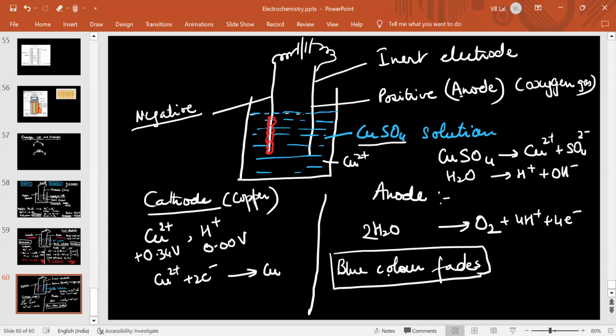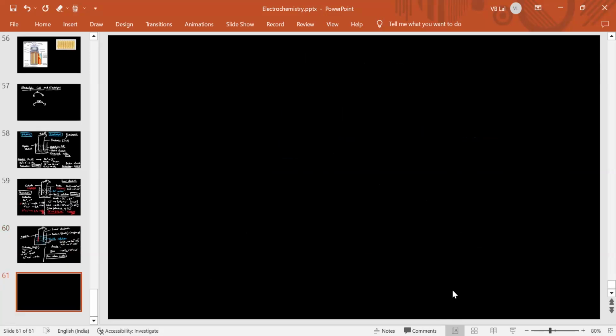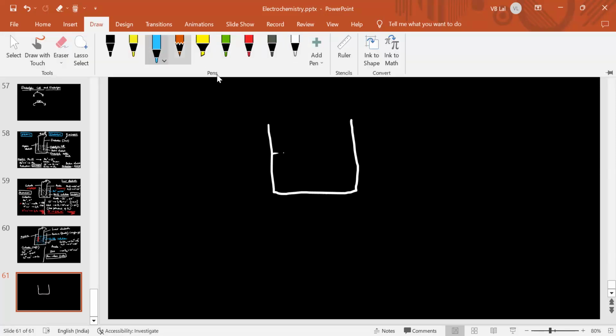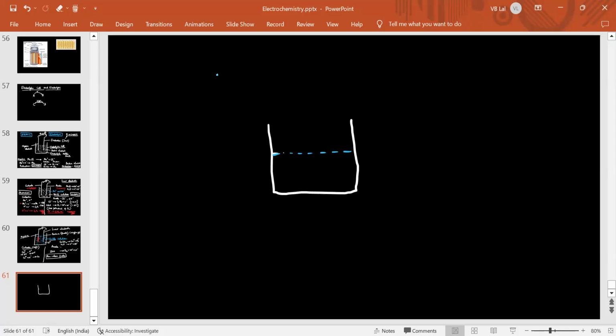Okay, so this is the last example that I want to teach you now. The last example that we will learn is we are going to use another electrolytic cell. And in this electrolytic cell, again, I am going to put copper sulfate solution.